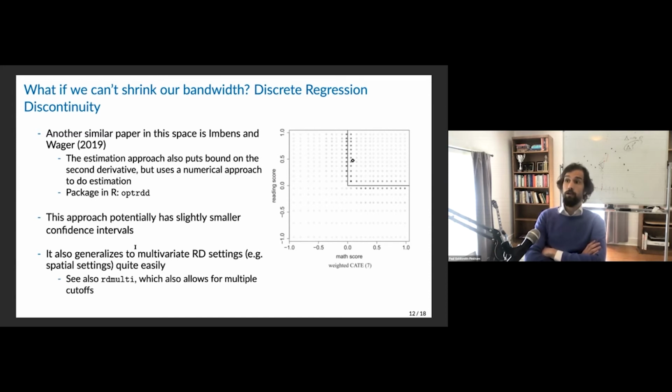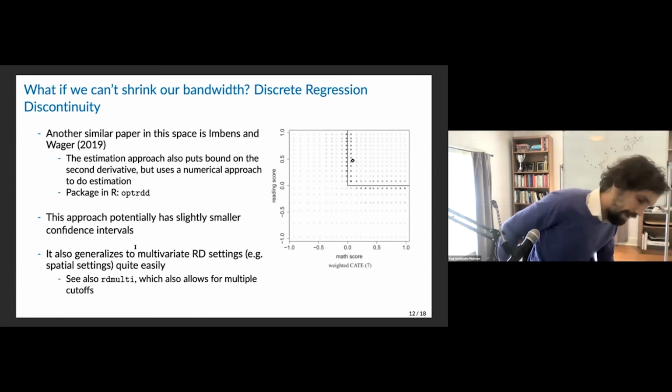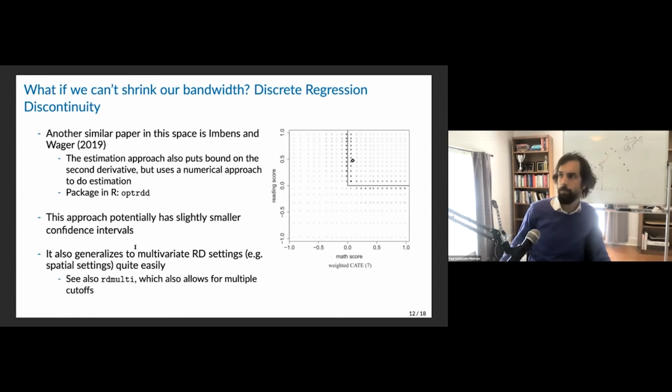But there's 2 things that are useful about it. One, it thinks about a slightly smaller class of functions relative to the Kolesar and Roth ones. And so it has slightly smaller confidence intervals, potentially. The second is that what's really good about it, in my mind, is that it generalizes very easily to multivariate RD settings. So we talked at the very beginning about this Sandy Black application with thinking about borders.